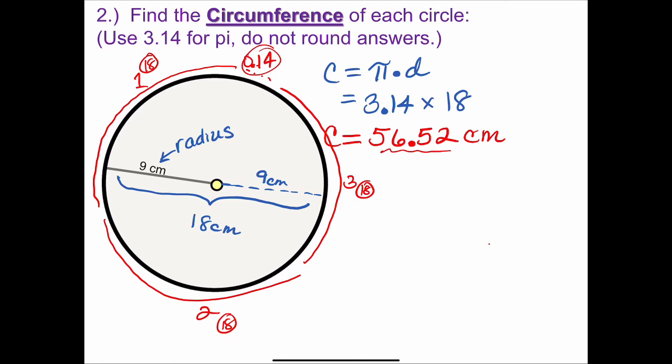All right, so that does it for your lesson right there. We just focused today on circumference. We didn't talk about area. Area will be the next lesson, which will be Thursday.